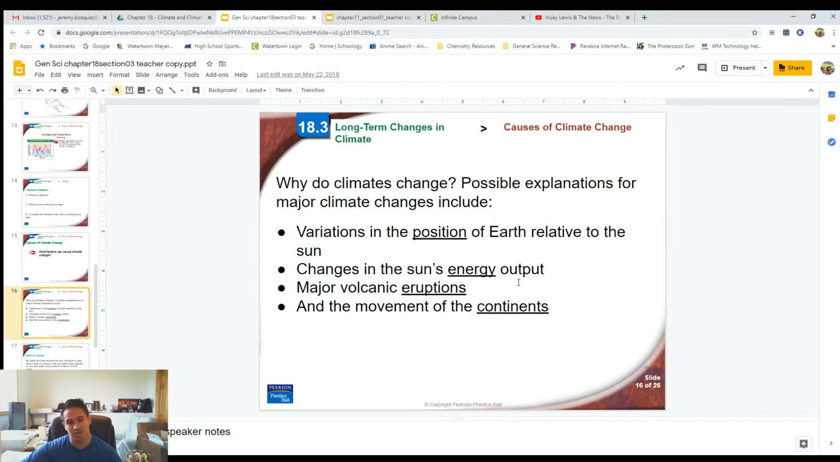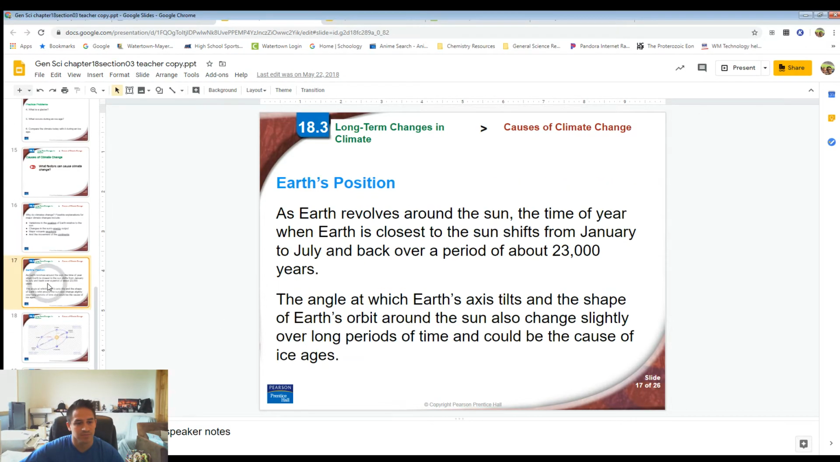Changes in the sun's energy output. The sun itself is not constant. There are times when it's more active. There's times when it's less active. That could also change the temperatures here if the sun is more active or less active during certain periods of time. Volcanic eruptions, we think, have a big effect because they release a lot of carbon dioxide, which is a greenhouse gas, and that can raise temperatures or lower them, depending if there's not very much of it, as well as the movement of the continents themselves.